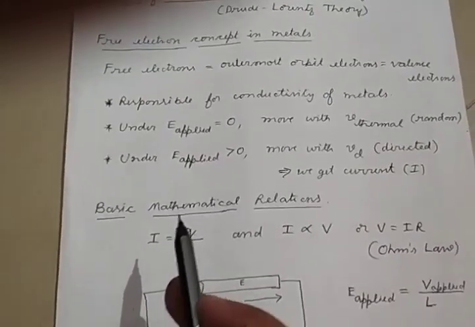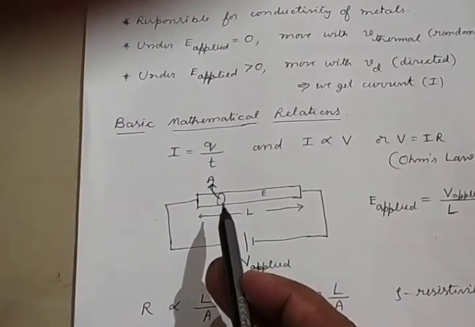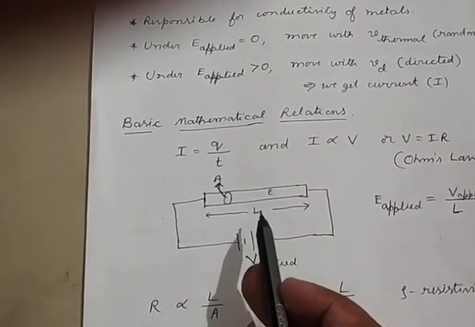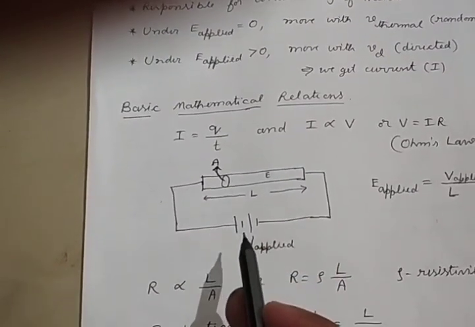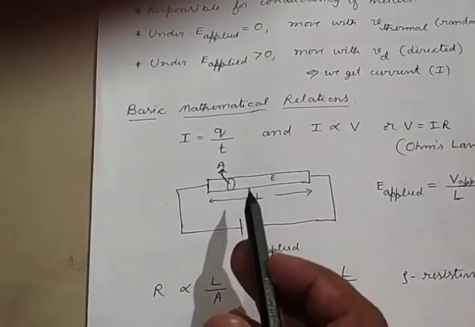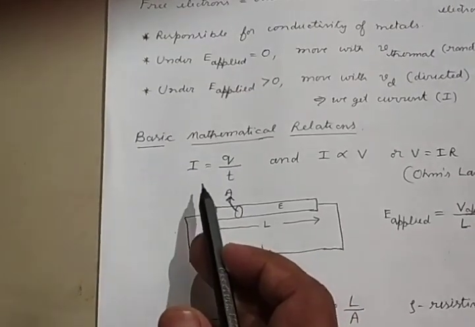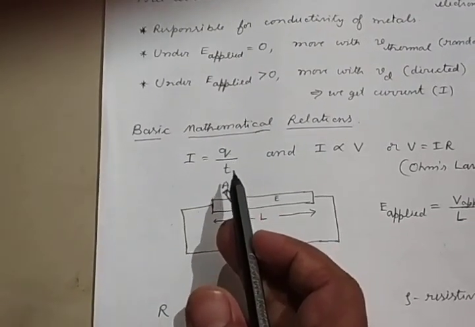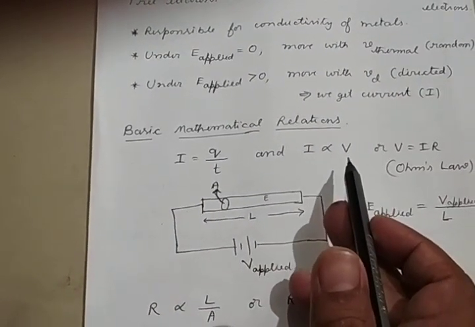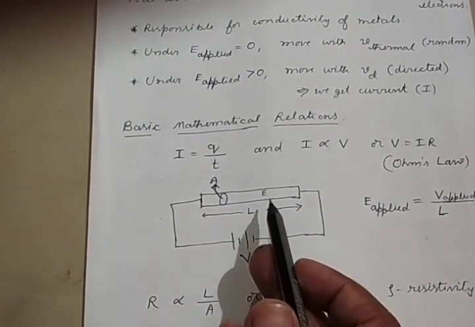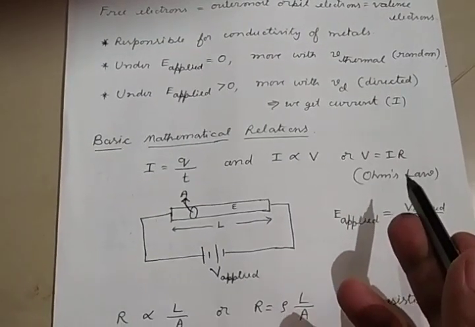Now let us explore some of the basic mathematical relations that we get here. So here I am taking the example of a wire of length L and area of cross section A, and I am applying an external voltage V to this wire. Now under this the current flows in the wire. Then I can write the current I is the rate of flow of charges, which is Q by t. And also you see here that the current I is proportional to the applied voltage, that is, the more the applied voltage, the more the flow of current. Or we get Ohm's law, which is nothing but V equals IR, the famous relation.